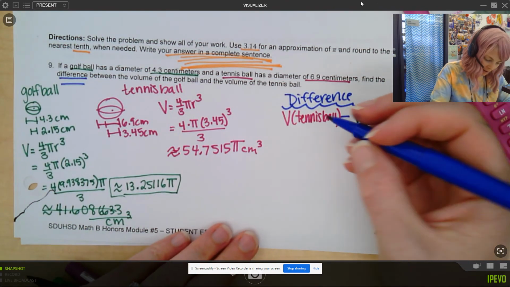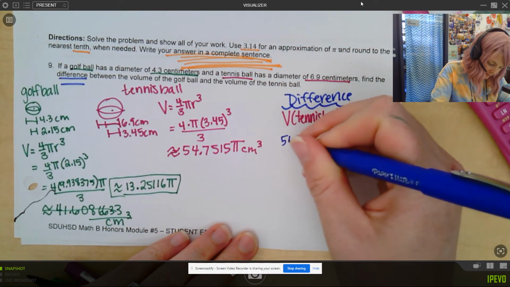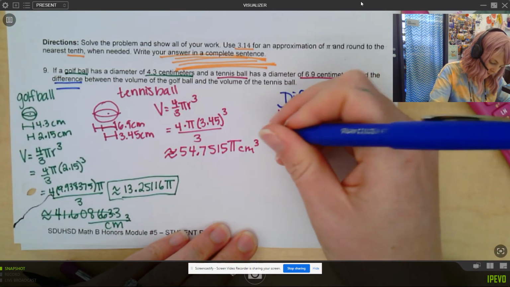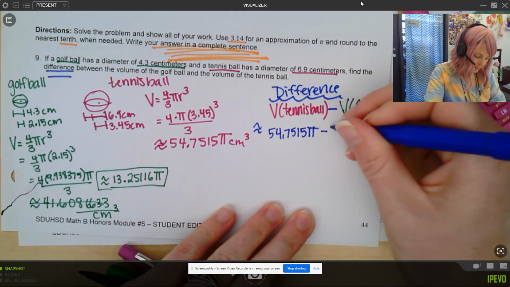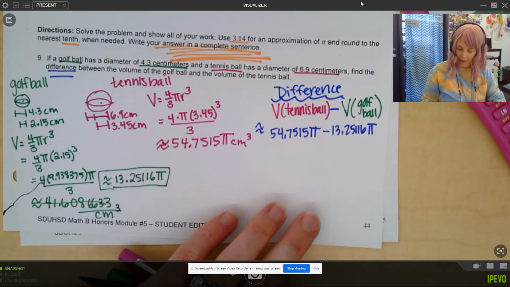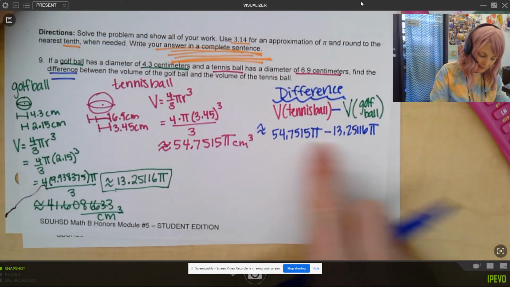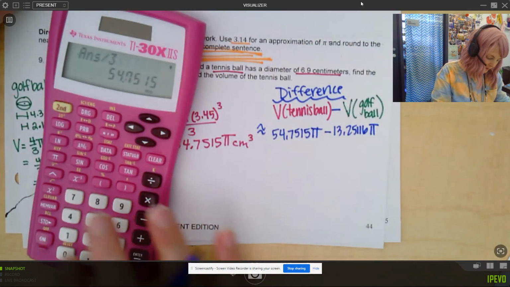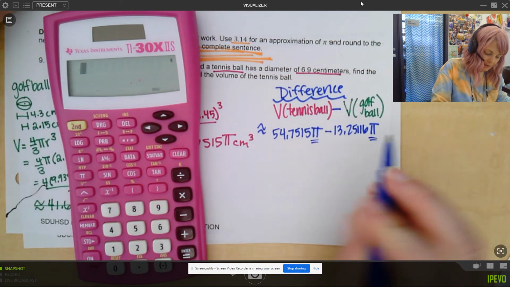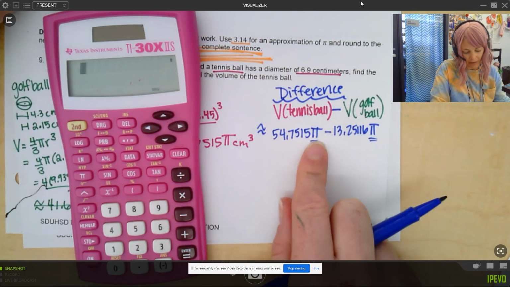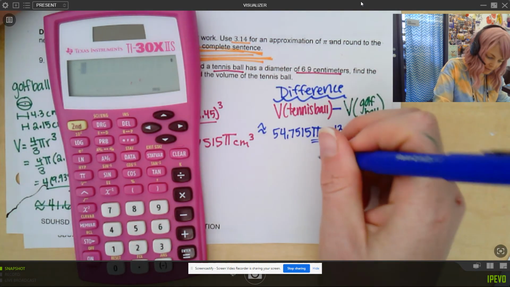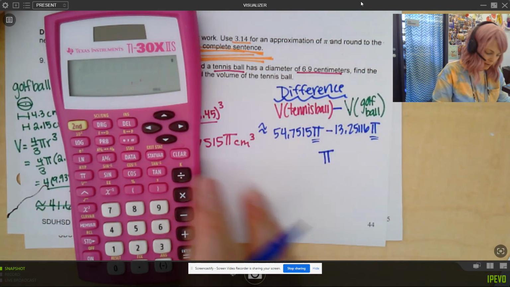Okay, so volume of the tennis ball, we have 54.7515 pi. This is approximately minus 13.25116 pi. And notice these still have that pi there. So we can think about pi like a variable. Like if you have 54.7515 pies and you subtract 13.25116 pies, how many pies do you have left over? No pies, we ate them all.